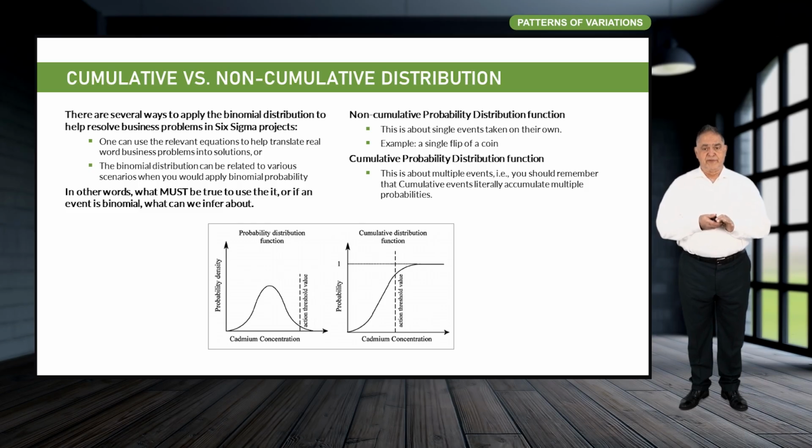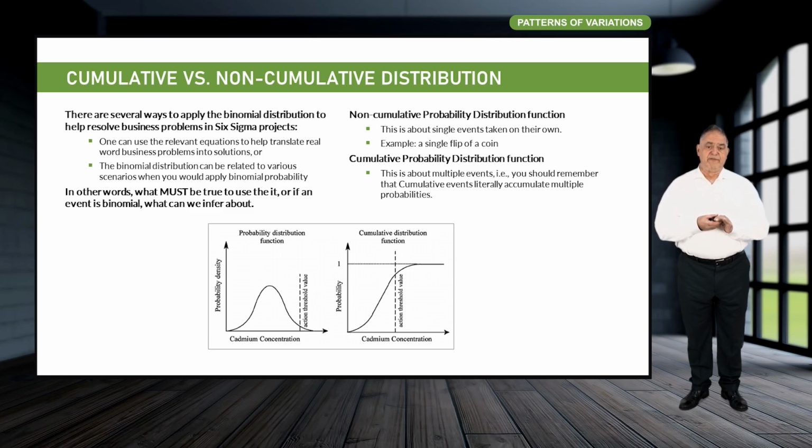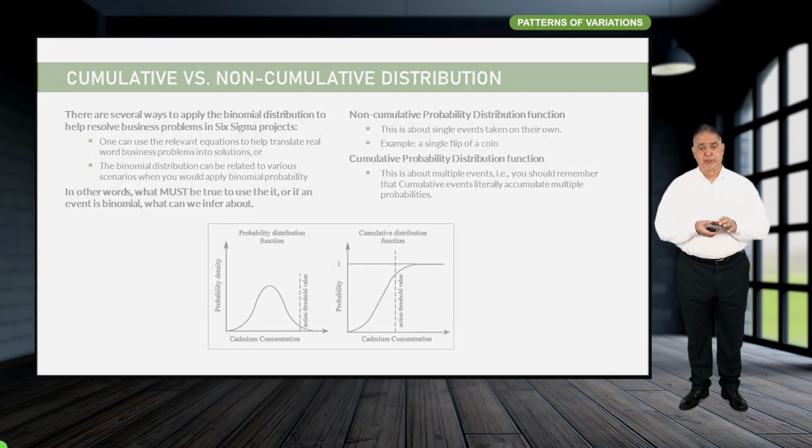Non-cumulative probability distribution function, it is about single events taken on their own. For example, a single flip of a coin that may land as either heads or tails. Referring to cumulative probability distribution function, this is about multiple events. For example, you should remember that cumulative events literally accumulate multiple probabilities for these events in order to occur.